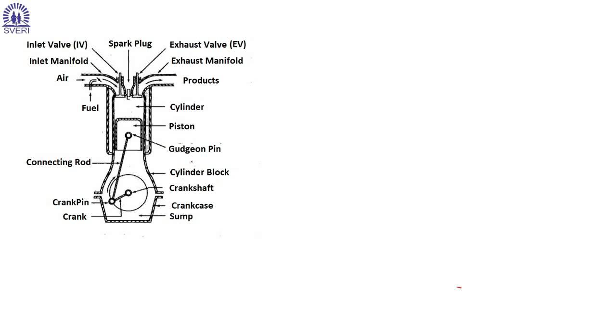Now we are very familiar with this figure. This is an SI engine. So we have an inlet port from where the air fuel mixture comes in. It is ignited, combustion takes place inside the combustion chamber, and then the burnt gases, exhaust gases, are taken out.